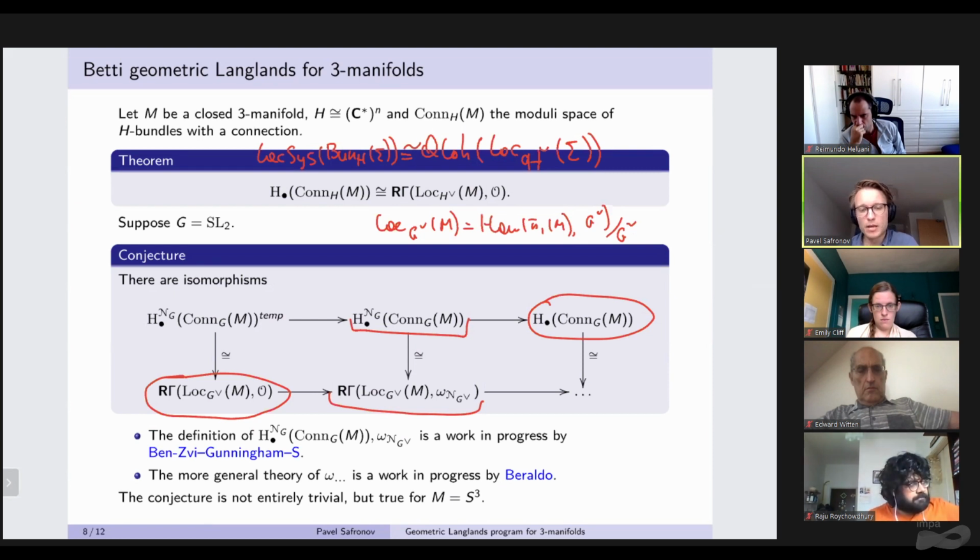Okay. So for the B model side, you can define it rather easily in this particular case of local systems because it has a nice presentation. And there's a more general theory that's being developed by Dario Beraldo. Okay. You can also, as a check, see what's going on for the 3-sphere, and you get a true statement there.